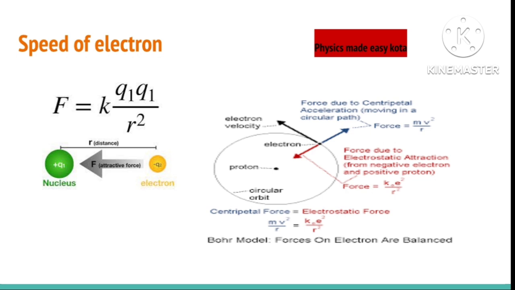So we get the equation: centripetal force is equal to the electrostatic force given by Coulomb's law. So m v square divided by r is equal to k into e square divided by r square. These forces are balanced and act on the electron. Then we further cross multiply the equation and we get the answer for the speed.